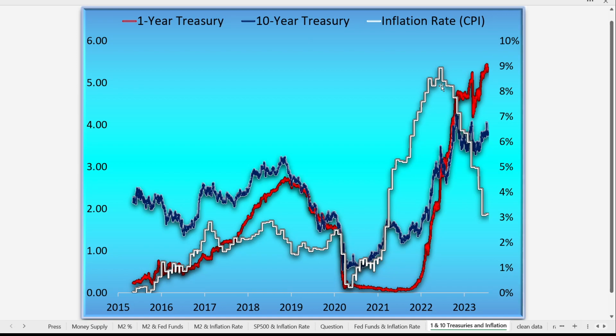You see, the 1-year Treasury, the red line, shows us what the Federal Reserve is most likely to do in the near term future. For example, in a couple of days, we have another meeting. The Federal Reserve is expected to raise interest rates again. Why? Because we're still above our 2% target, at 3.1%.